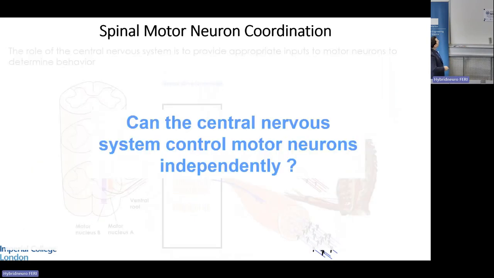All right, so this is the question, right? Can the central nervous system control motor neurons in the brain? That's a question that is equivalent to asking, can the central nervous system dramatically augment the number of neural commands with respect to what is sent to the muscles?